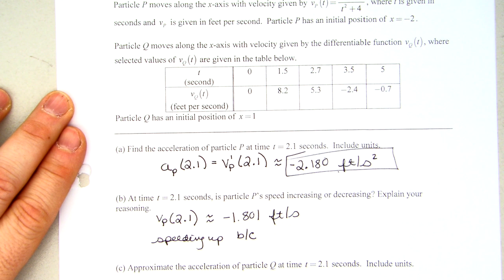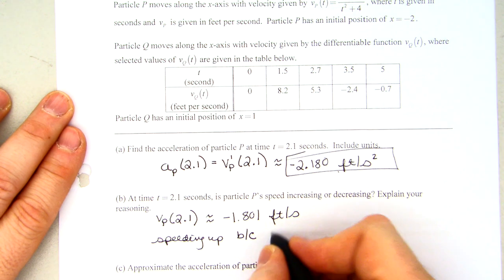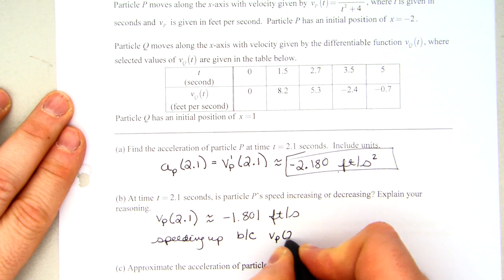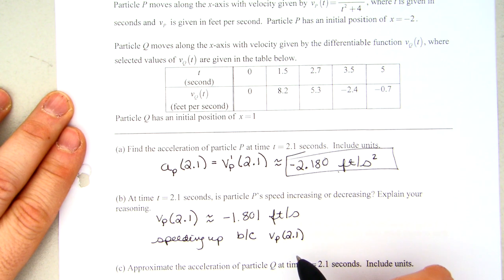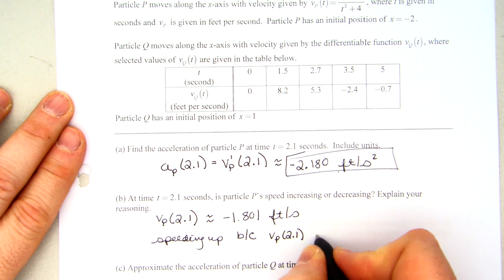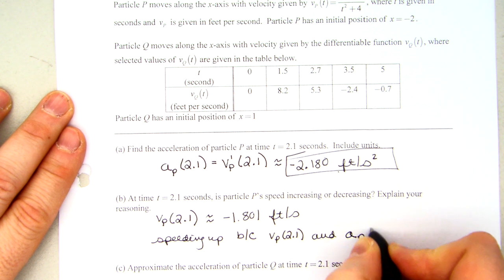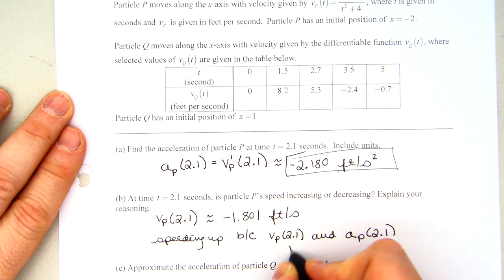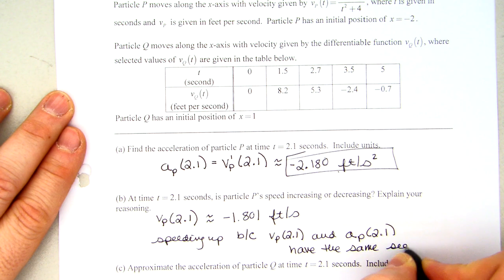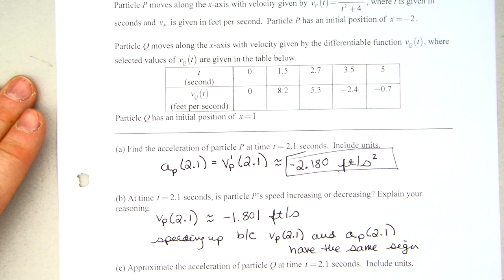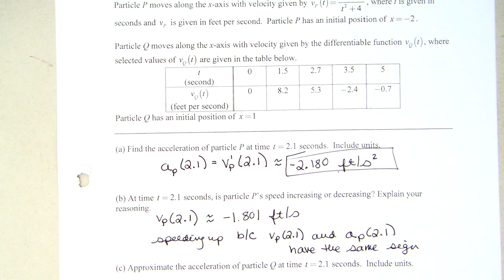Were you able to justify? Because V sub P, make sure, though, you're still including the 2.1. I guess you could say V sub P of t at t equals 2.1, but I think this is the more concise way to do it. And A sub P of 2.1 have the same sign. And I would prefer that over, like, they're both negative, because that's not all it takes for them to be speeding up. They could be speeding up if they're both positive. The fact that they have the same sign is the specific thing that makes it speeding up.